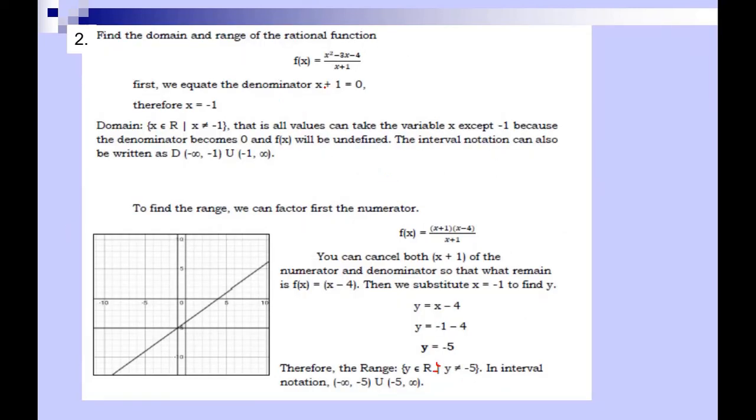For example, this one, find the range. Find the domain of this one. So, let us equate x plus 1 equal to 0. X is equal to, transposing, negative 1. So, our domain is the set of x such that x is an element of the real numbers, x is not equal to negative 1. So, that is the answer.